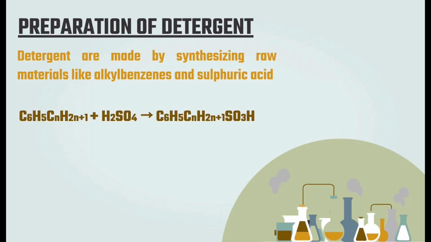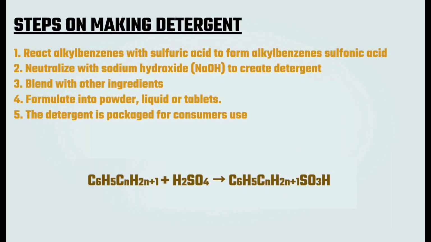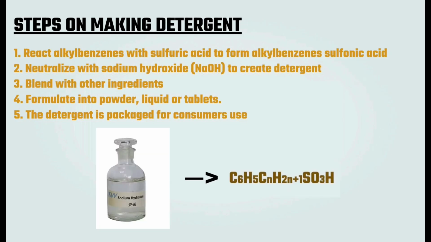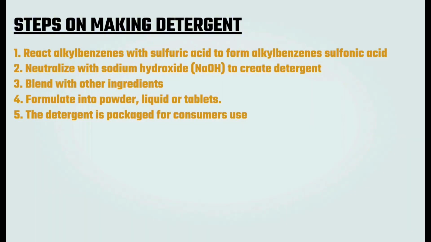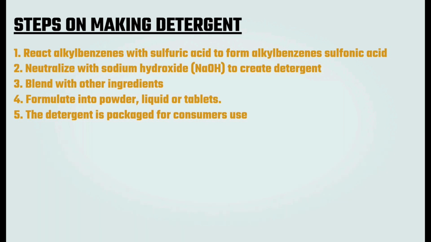Next is preparation of detergent. Detergents are made by synthesizing raw materials like alkyl benzenes and sulfuric acid. The steps in making detergent start with reacting alkyl benzenes with sulfuric acid to form alkyl benzene sulfonic acid. Next, neutralize with sodium hydroxide to create detergent. Third, blend with other ingredients such as enzyme and fragrance. Fourth, formulate into powder, liquid, or tablets. And the last one, detergent is packaged for consumers' use.